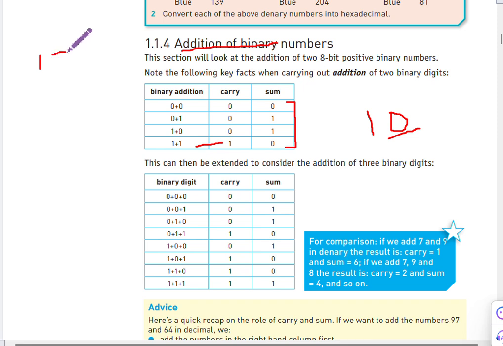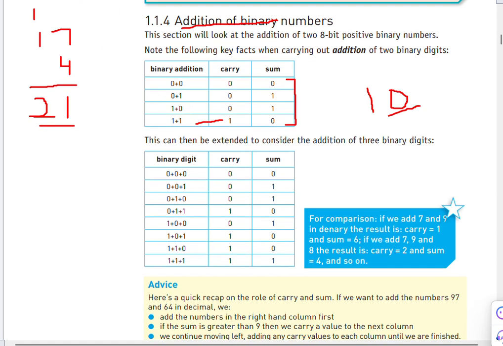If you are adding 17 plus 4, first 7 plus 4: when we add up, 8, 9, 10, 11, so 1 is the sum and 1 is the carry. Then 1 plus 1 is equal to 2, so the answer will be 21. So remember these are the rules. 0 plus 0 is 0, 0 plus 1 is 1, 1 plus 0 is 1, and 1 plus 1 would be 10.